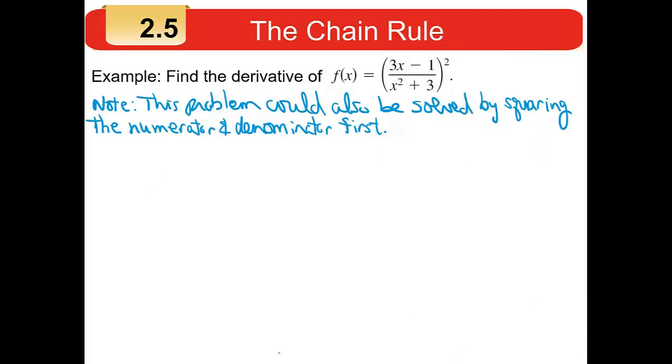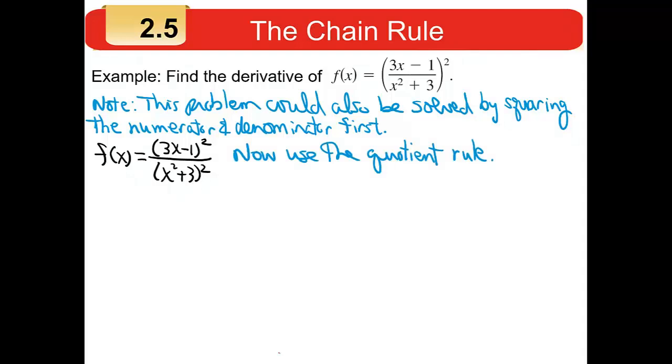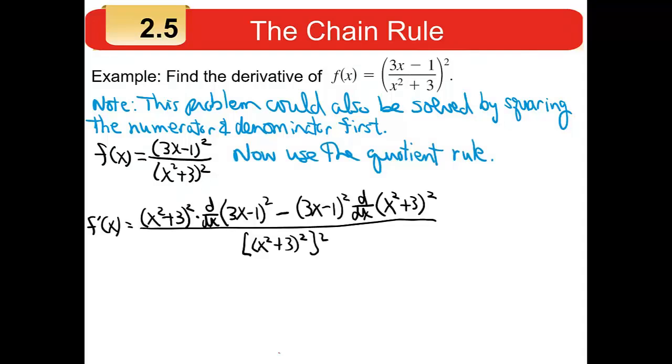I will say that you could have worked this problem by squaring the numerator and denominator first and then taking the derivative if you had wanted to. In other words, square the numerator, square the denominator. And then you would have had a quotient rule directly. And the quotient rule again is low D high minus high D low over low low.